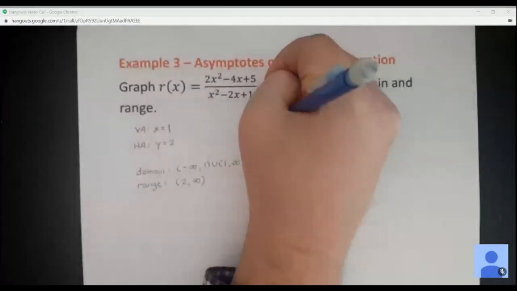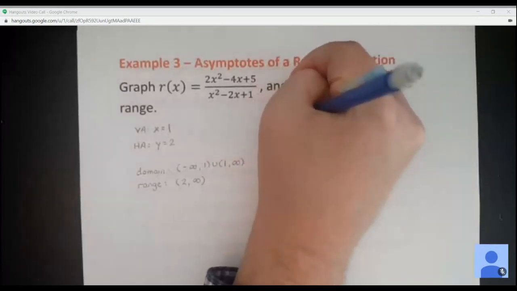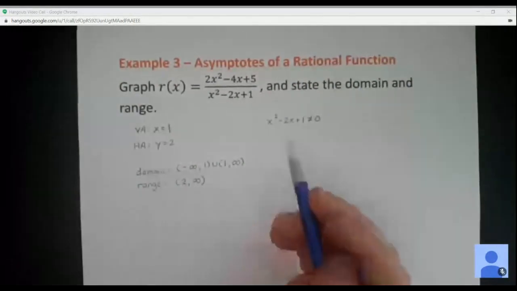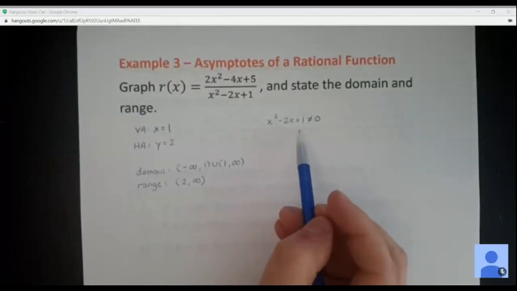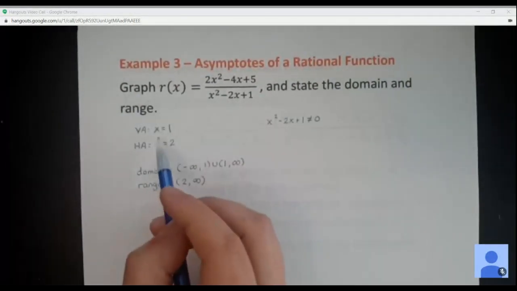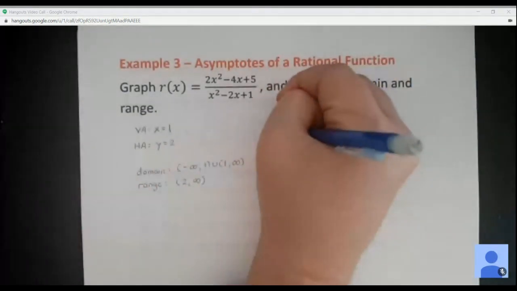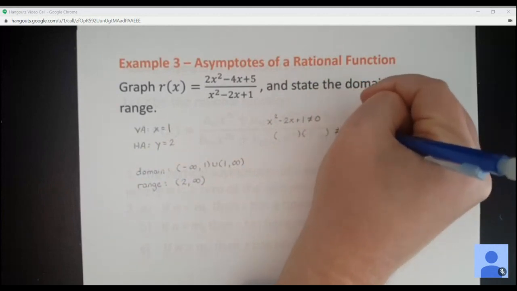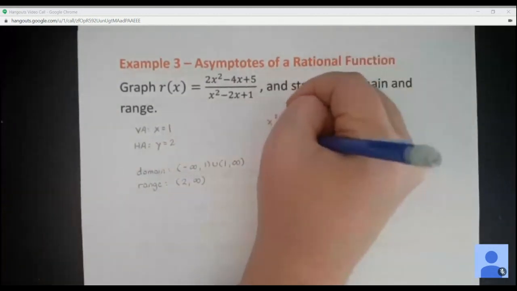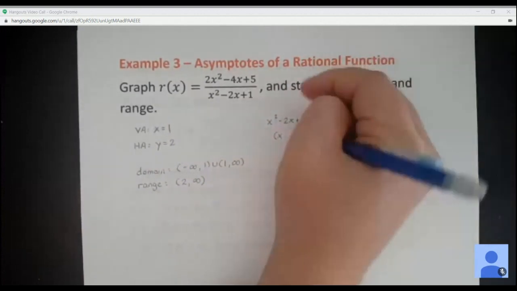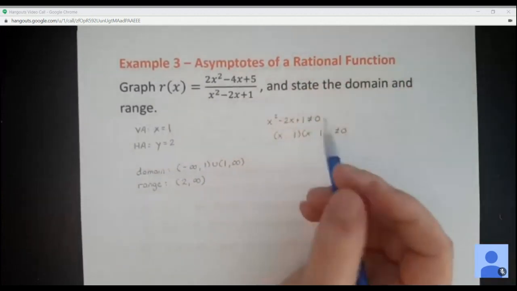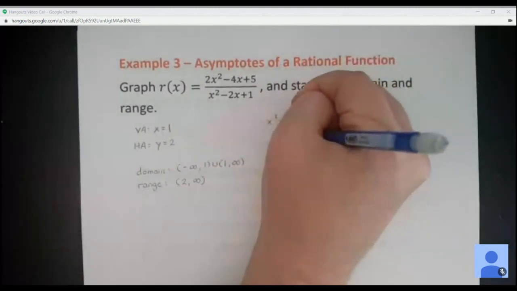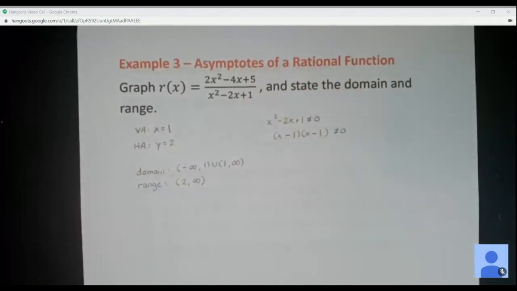So we could have taken this denominator, x squared minus 2x plus 1, and say, well, we know that cannot be equal to 0. And now we could factor this and see what x values we would get, and that should tell us where we have a vertical asymptote. So if I were to factor this, this would give me x and x. The factors of 1 are 1 and 1. And in this case, we need a negative 2x, and this needs to be positive, so it's going to have to be a minus and a minus.